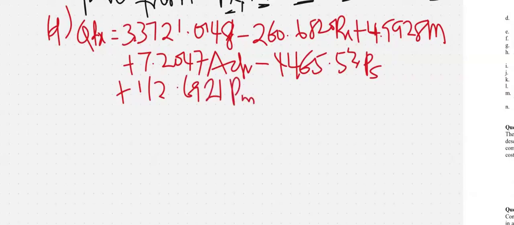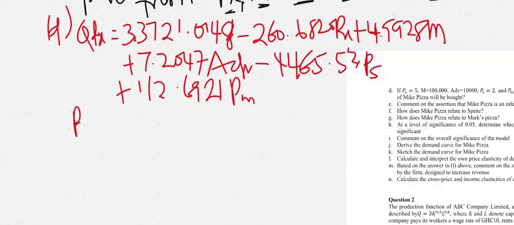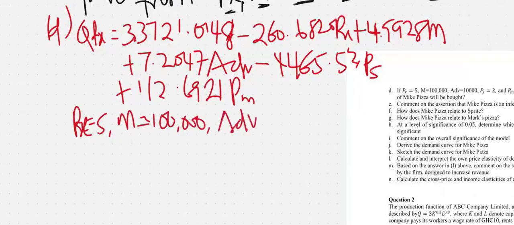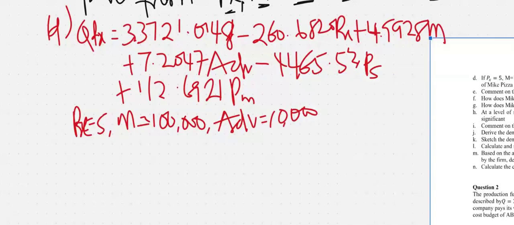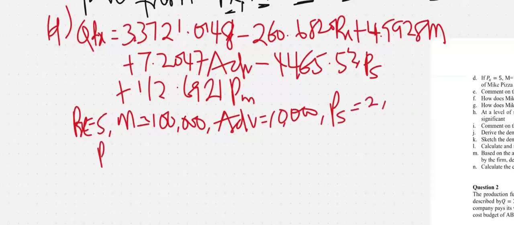All right, and the question says PX equals 5, M is 100,000, advertising is 10,000, then PS is 2, PM is 50. PS equals 2, PM equals 50.